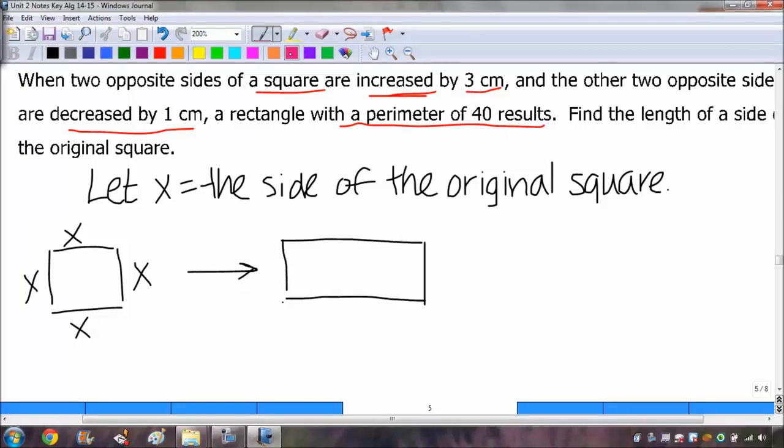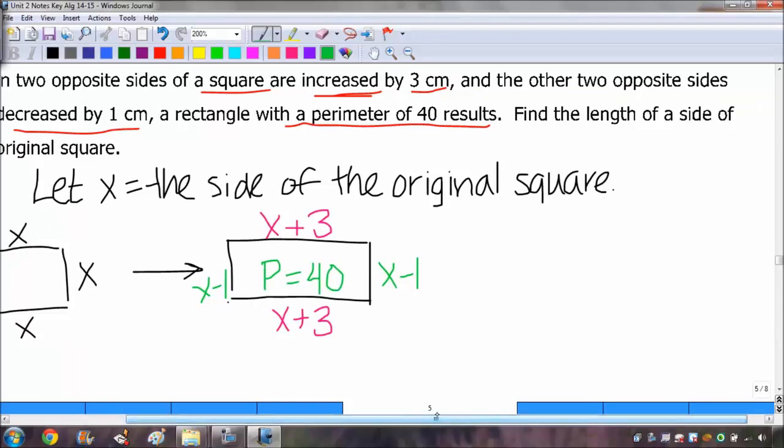So one set of sides is increased by 3, so that means that I'm going to add 3 to both sides, okay? And then the other two opposite sides are decreased by 1, so I'm going to say x minus 1, x minus 1, and then I get a new rectangle where the perimeter is 40. Well, you guys know that to find perimeter, you just have to add up all the sides, so that's what I'm going to do. I've got x plus x plus x plus x, so that means I have 4x, okay? And then I'm going to add 3, 3, negative 1, negative 1.